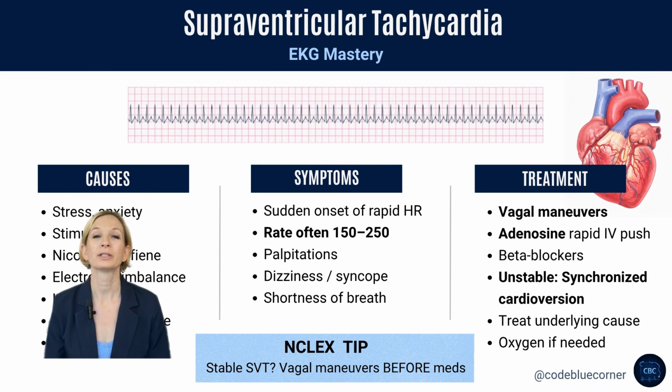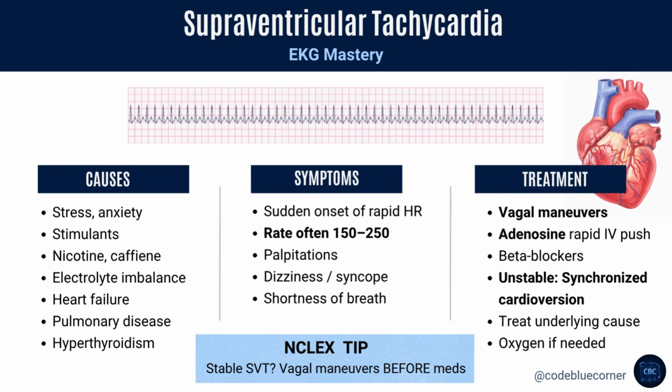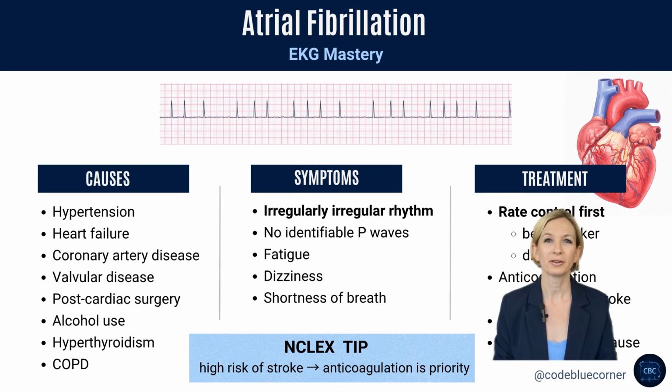If stable, start with Valsalva maneuvers. Bear down, blow through a syringe, modified Valsalva. If that doesn't work, think adenosine rapid IV push. If unstable, synchronized cardioversion. This is atrial fibrillation, one of the most common rhythms you'll see.